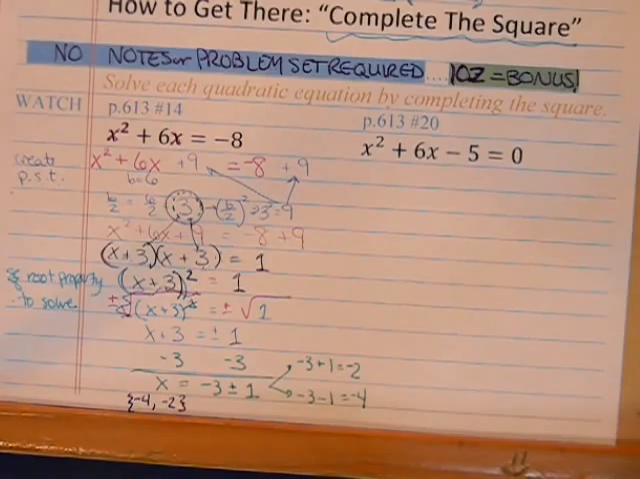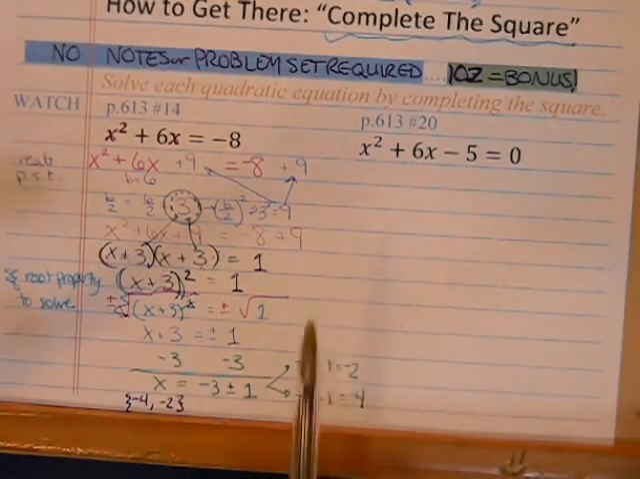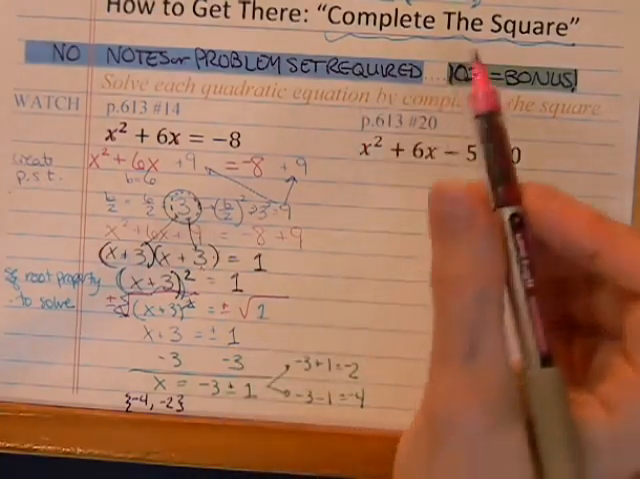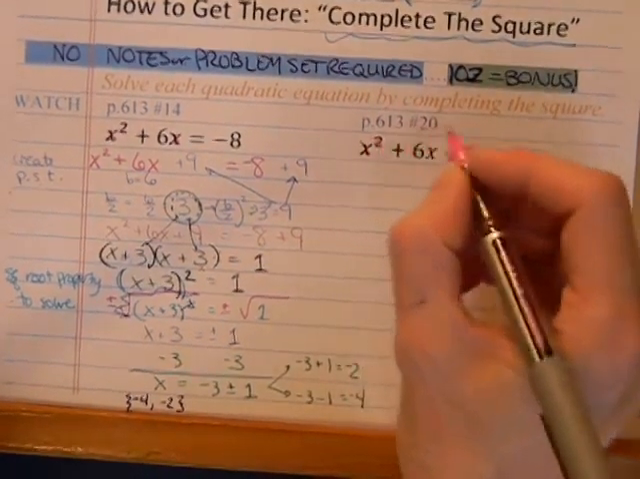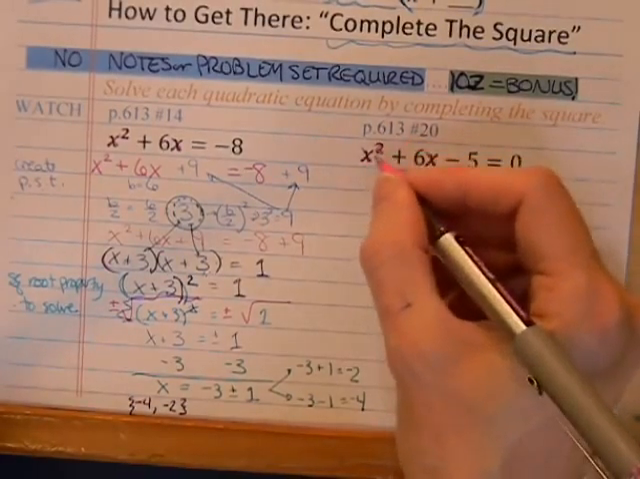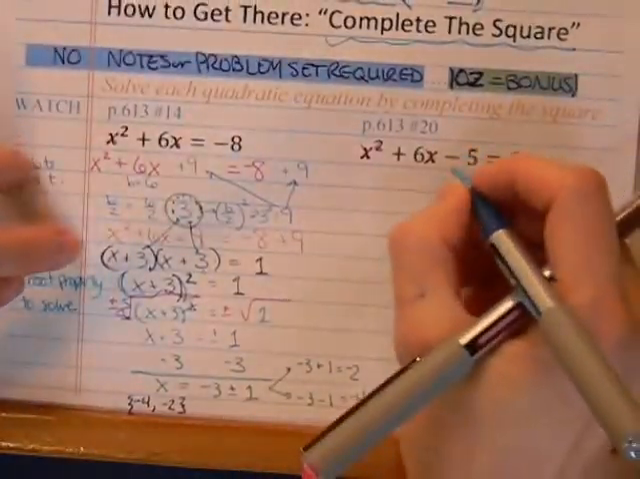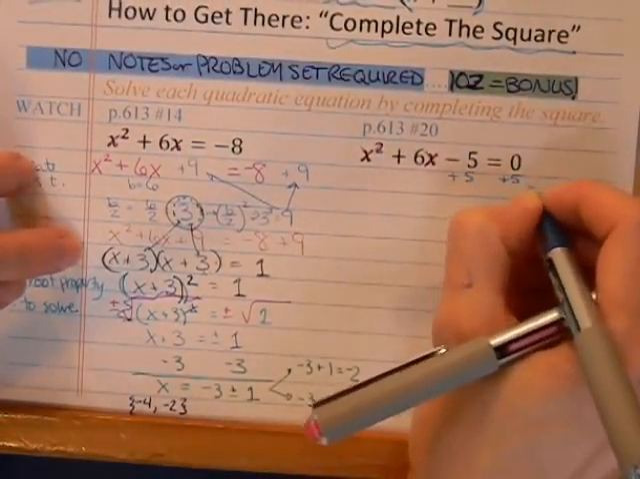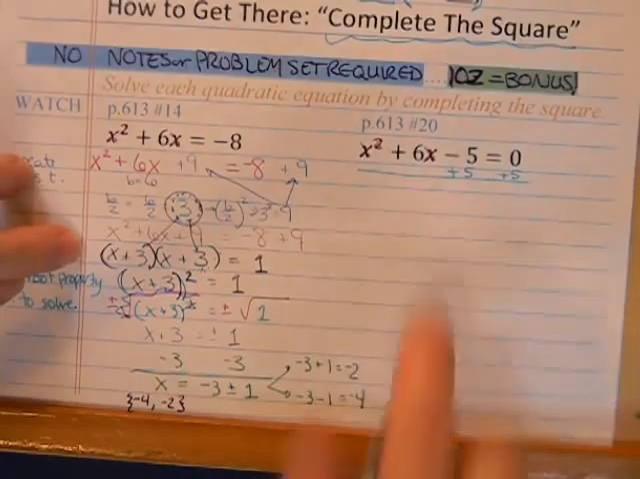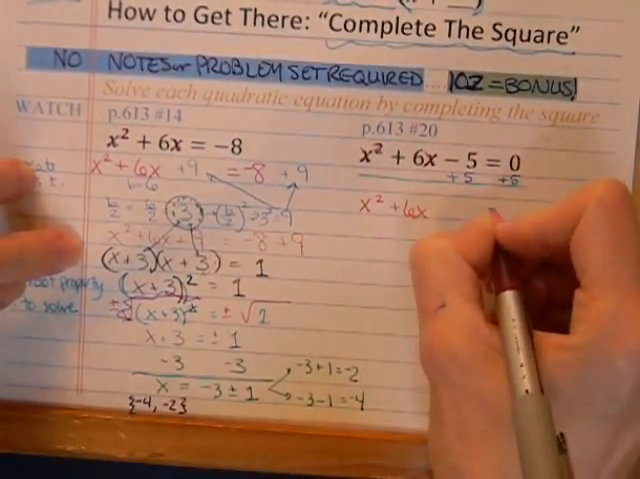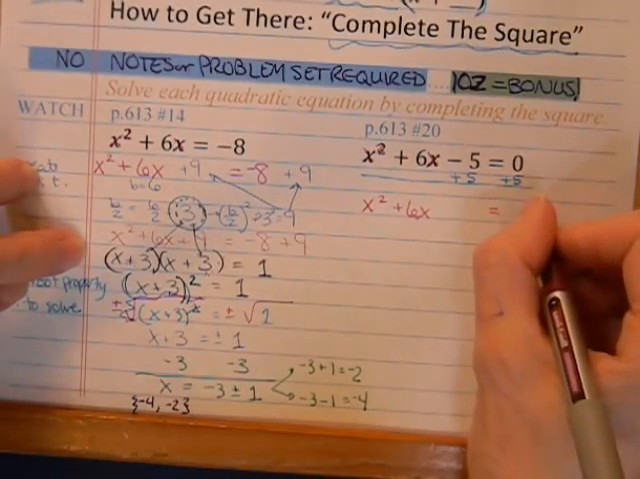Okay. And we're going to do number 20 here as well, same type of idea. So let's look at this one. We've got an x squared piece and we've got an x piece. We want those on one side and anything else on the other. So we're going to start this one by adding 5 to both sides, giving us x squared plus 6x is equal to 5.